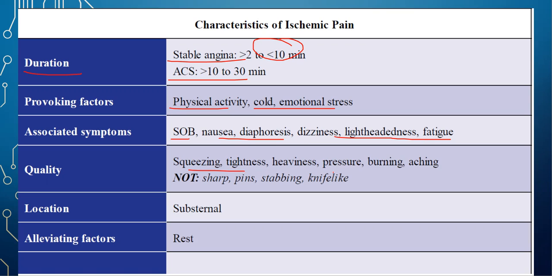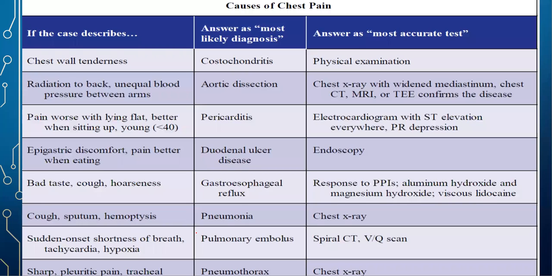The quality of the pain is squeezing, tightness, heaviness, a pressure feeling. I would not say burning or aching, but mostly squeezing or tightness. But it is never sharp or stabbing or knife-like pain. Most of the time, the pain is left-sided chest pain or sub-sternal chest pain. If it is stable angina, the chest pain will be alleviated by taking rest or nitroglycerin.